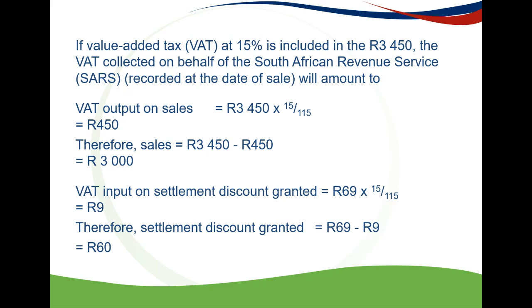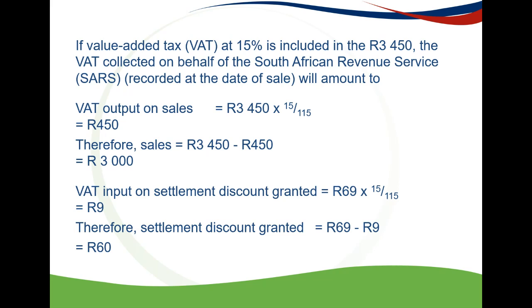Now, for our VAT input on the settlement discount granted, to calculate that, we are also going to use the VAT inclusive calculation, because the 69 Rand is inclusive of VAT. And remember, our settlement discount granted is an expense, whereas our sales are income. So when we calculated the VAT on the sales, that was VAT output, because my VAT output relates to my income and my VAT input relates to my expenses.